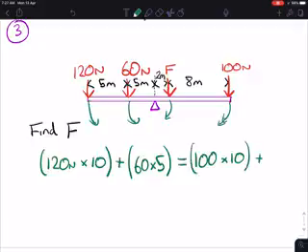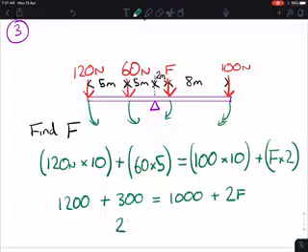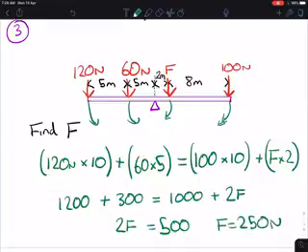plus F times 2. Okay, and we can solve that for F. So that gives us 1,200 plus 300 equals 1,000 plus 2F. So that gives us 2F equals 500. So F equals 250 newtons.